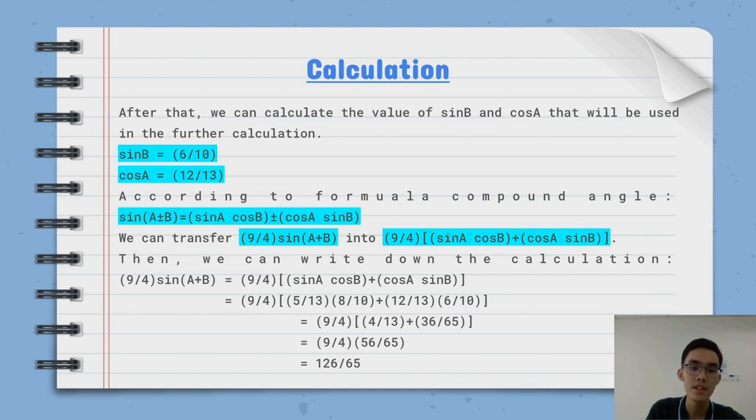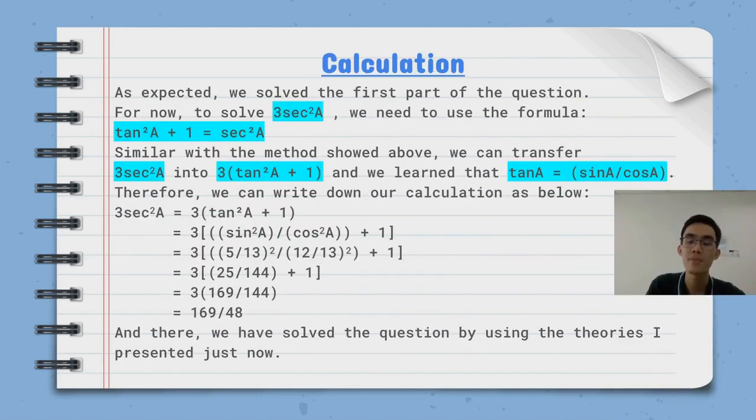We can transfer 9 per 4 sin(A+B) into 9 per 4 multiplied with (sin A cos B + cos A sin B). Then we can write down the calculation as below. We have solved the first part of the question.